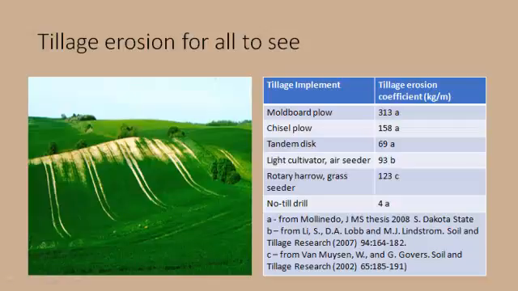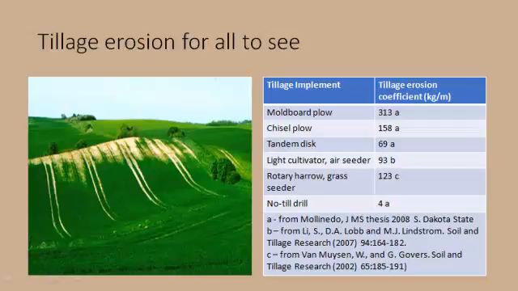Now, how much soil can we move through tillage? The moldboard plow moves 313 kilograms of soil material per meter of tillage length. The chisel plow, about half that. The tandem disc, about half of the chisel plow. And our lighter secondary tillage tools that we run at a higher speed increase the amount of soil moved by about 1/3.